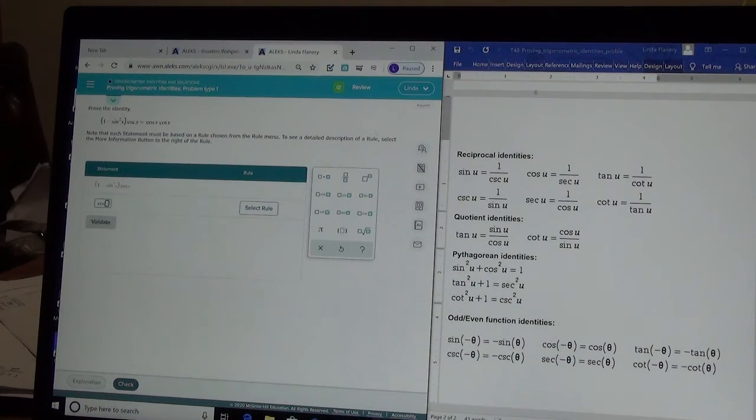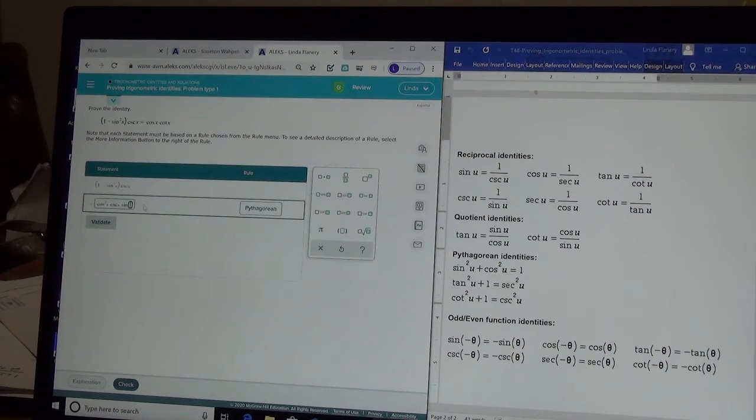Cosine squared of x times, of course, the cosecant of x, which is already there. And that is my Pythagorean identity. Okay, now that I have it in terms of that, I'm going to go ahead and change my cosecant. My cosecant is equal to 1 over the sine. So I'm going to go ahead and change it into 1 over sine because, again, I'm going to change it into terms of sine and cosine.